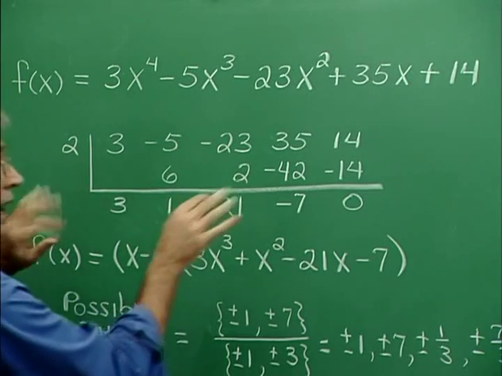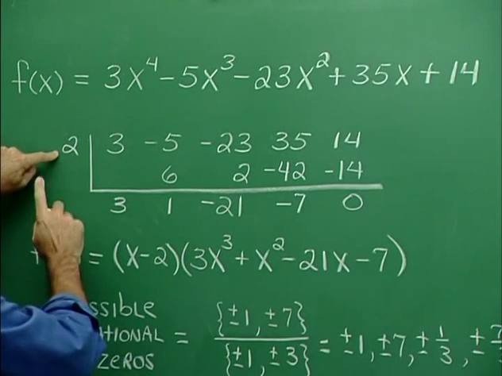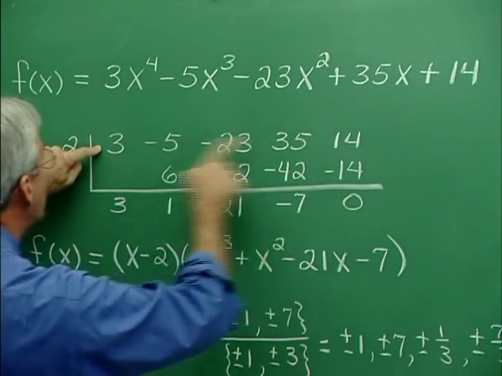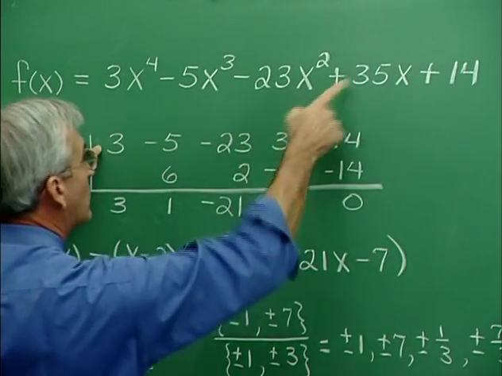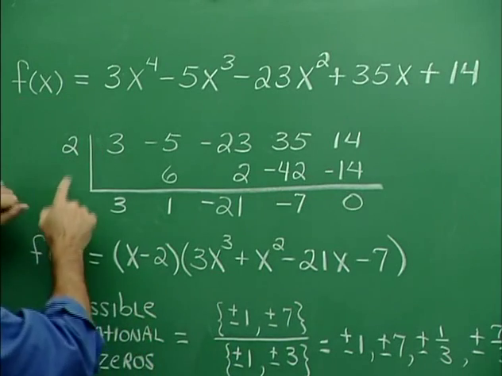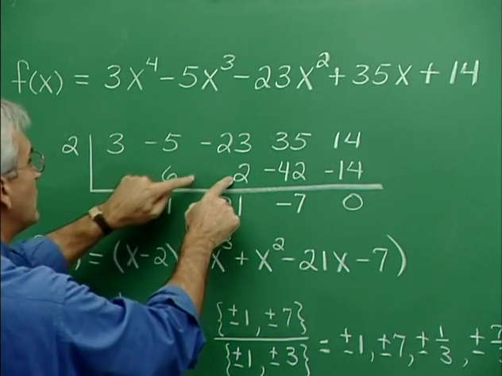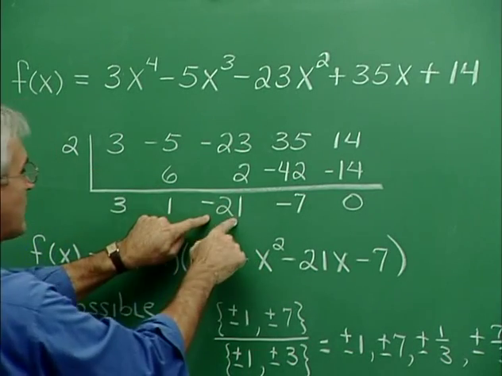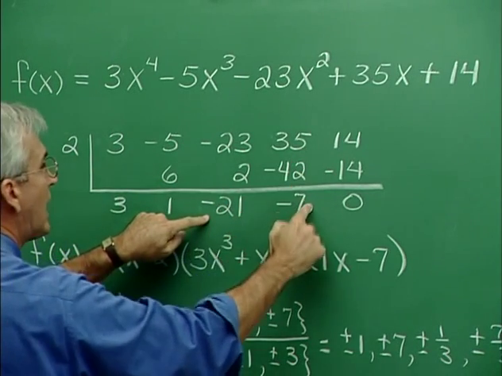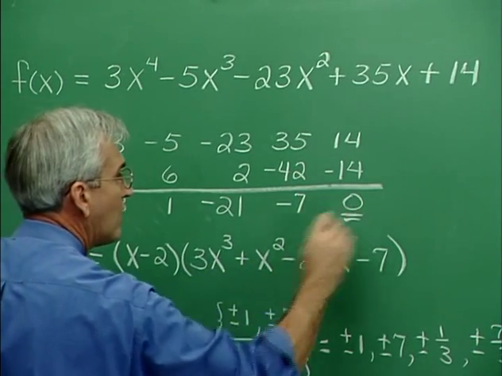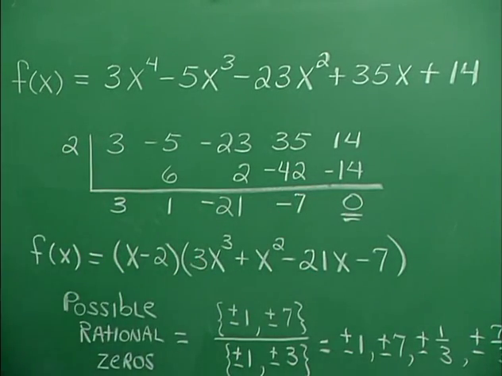Now, fishing around using 2 as a candidate as a zero, and dividing synthetically. Now remember that these entries come from the 3, the -5, the -23, 35, 14 from above. Bring down the 3, 2 times 3, 6, together here 1, 2 times 1, 2, together -21, 2 times -21, -42, together -7, 2 times -7, -14, together 0. Okay, so we have a 0, 2 is a zero, therefore x minus 2 is a factor.